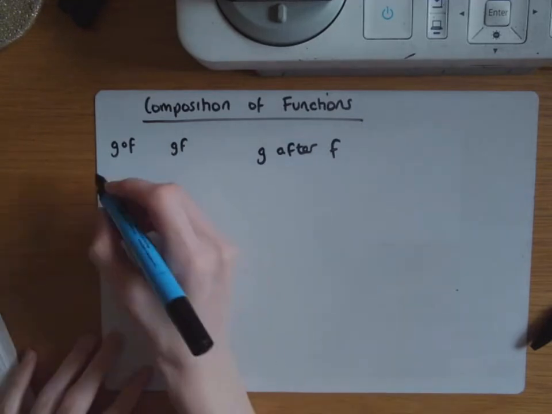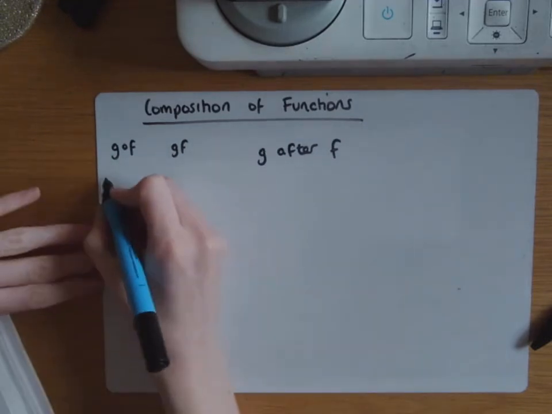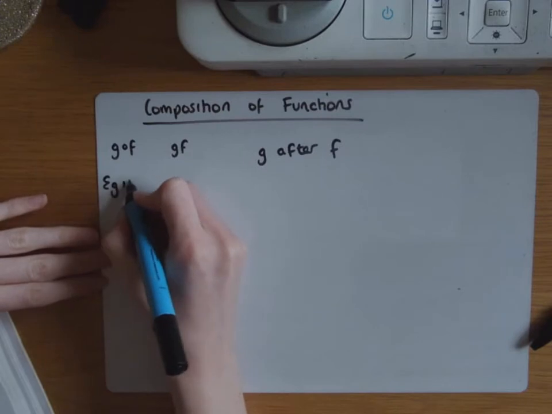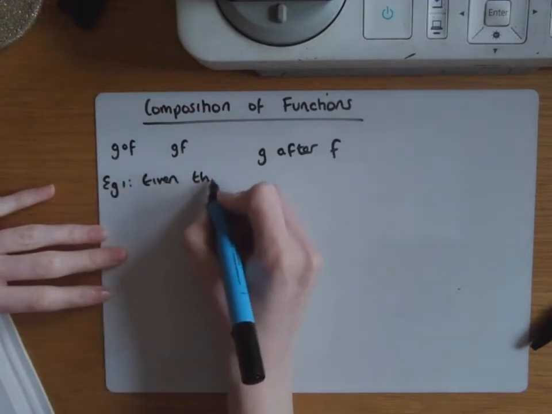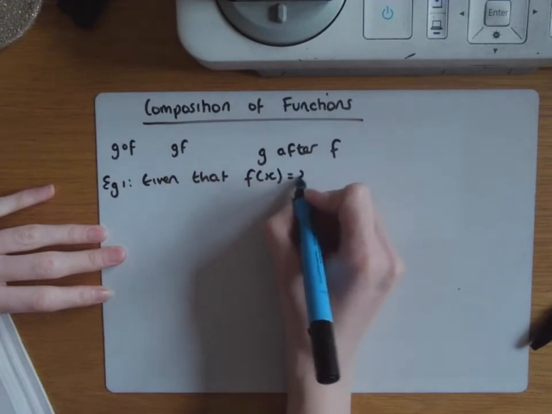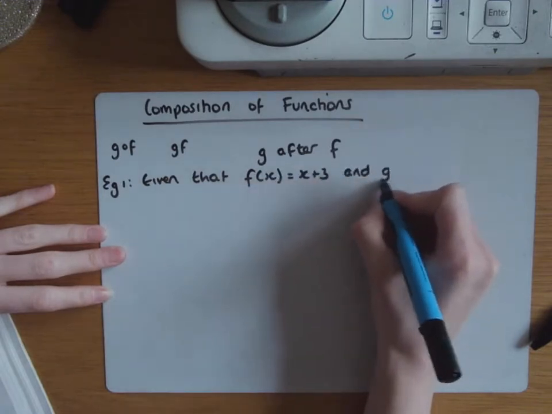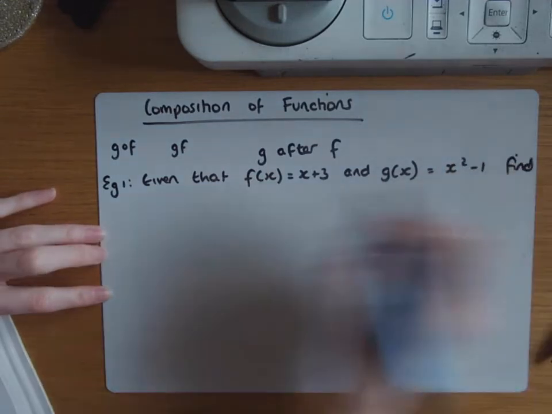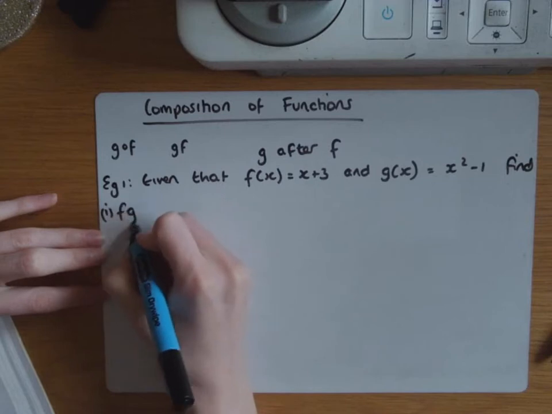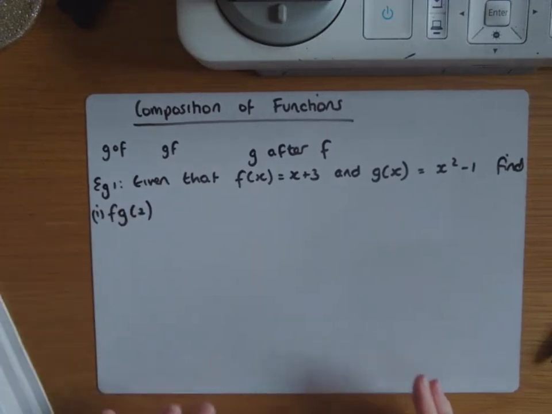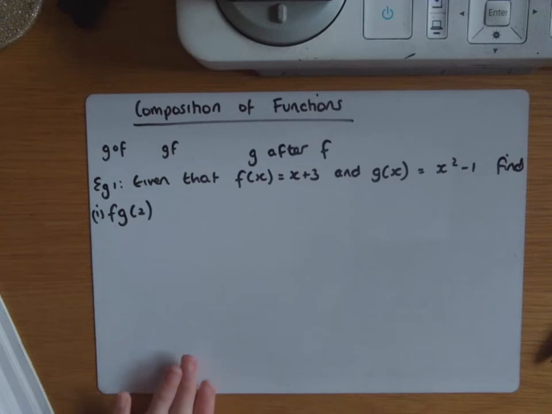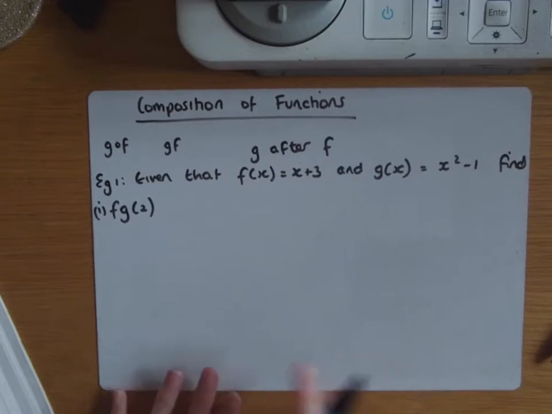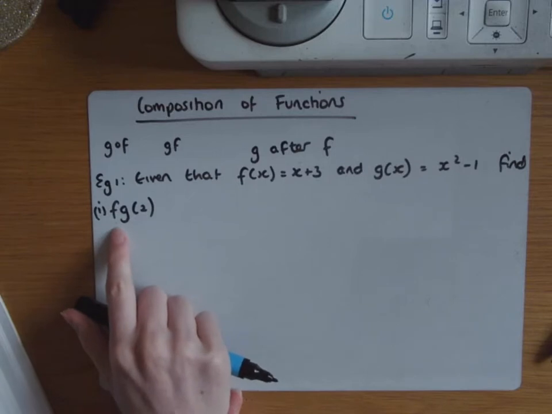Okay, let's do an example. So you have these two functions, and they're asking me to find f after g of 2. That means find g of 2 and then do f of your answer. Okay? So always read that as f after g of 2.